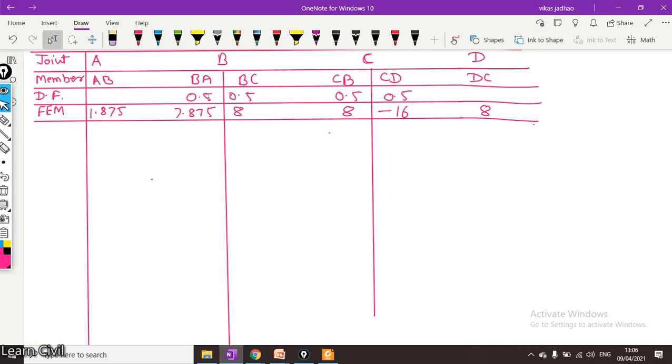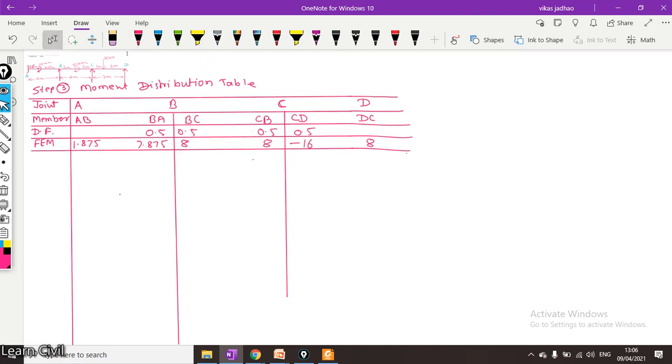Okay, now we have to do the balancing of moment. You can see here at this particular joint D, there is an unbalanced moment of positive 8 kilonewton meter. But as we know, at any simple support or hinged support, the final end moment will be 0. Therefore we have an unbalanced moment of 8 kilonewton meter here, so we have to balance this.